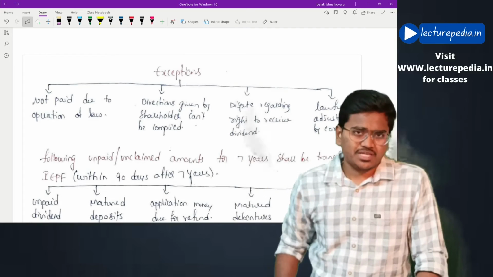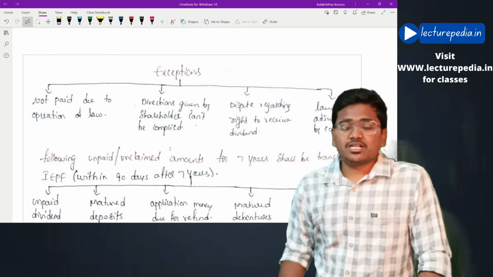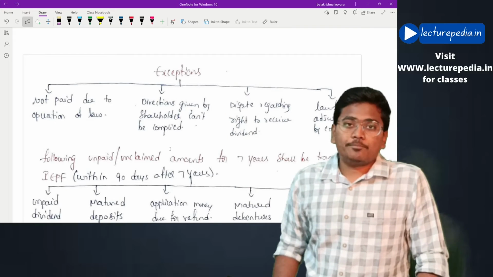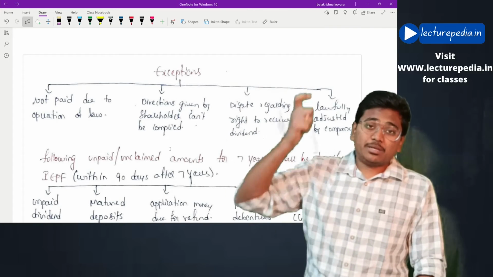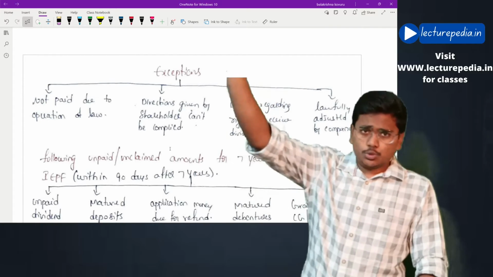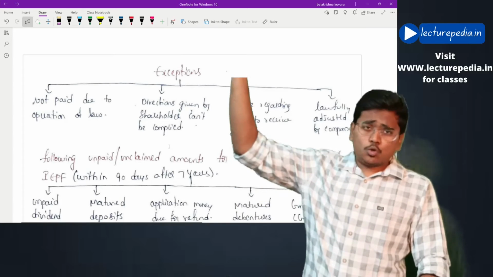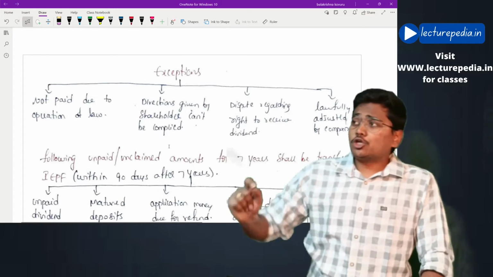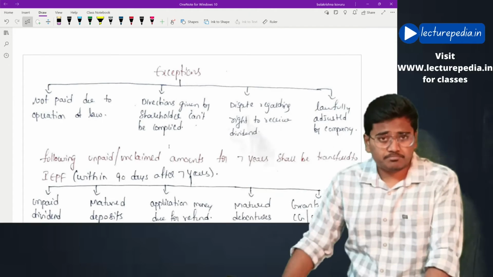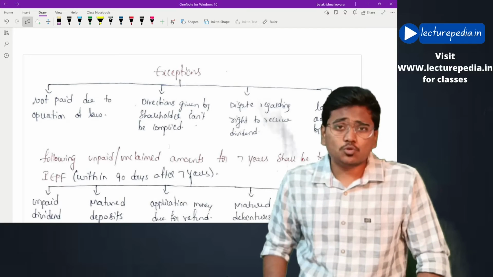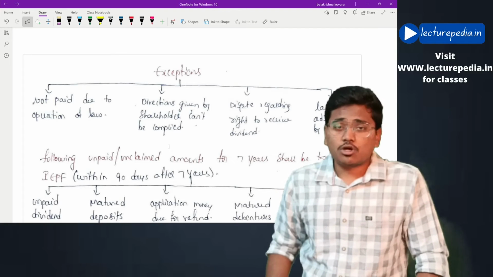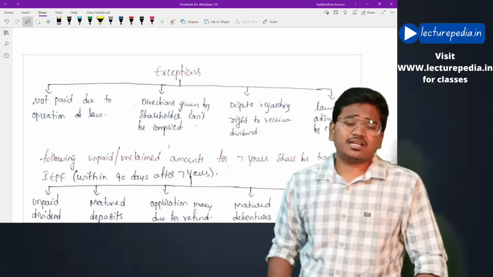First exception, the company is not able to pay the dividend due to operation of law. Law doesn't permit paying the dividend to that particular person. Let's say a court has passed an order not to pay dividend to that particular person. Now, the company has to obey the law. Due to this, the company is not paying the dividend. This will be covered under the exception.